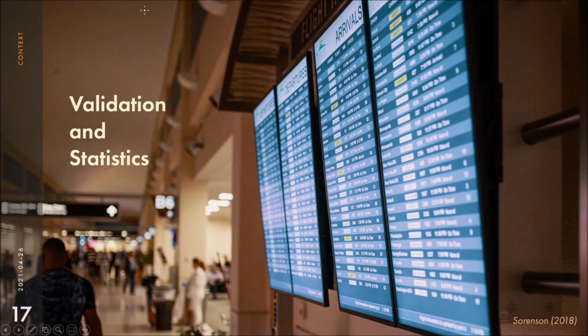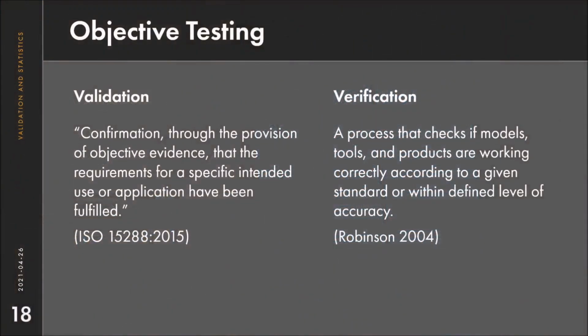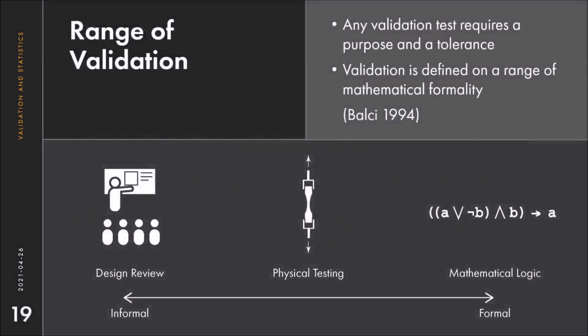Validation and statistics. For any testing or design to provide us useful information, it must go through a verification and validation process. These are an established scientific practice that checks if a system or object is meeting requirements or expectations, and that the tools we are using are giving correct values. Any system can be analyzed using validation, as long as that system has some established purpose and a desired tolerance.